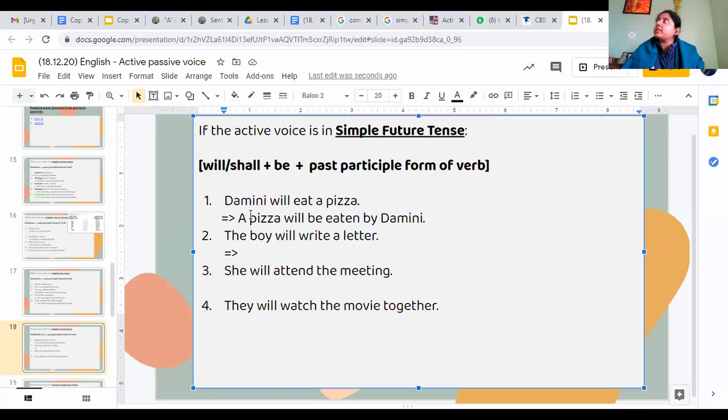Let's take another 10 seconds and then you can start answering for the second one. Write in the chat box what will be the answer for the second one. A letter will be written by Bhumika, write in the chat box. That's okay. The boy will write a letter. This will become, let's see in the chat box, a letter will be written by the boy.